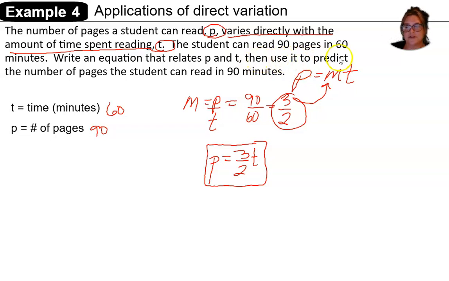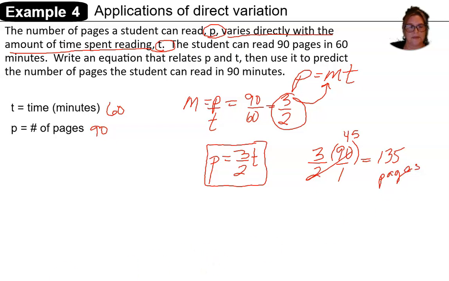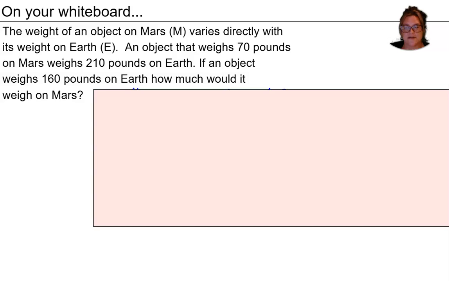Next, we're asked to use this direct variation equation to predict the number of pages the student can read in 90 minutes. 90 minutes is the time. So the number of pages that can be read in 90 minutes, we would substitute 90 for the T. And then 2 goes into 90 45 times. And 3 times 45 is 135 pages.